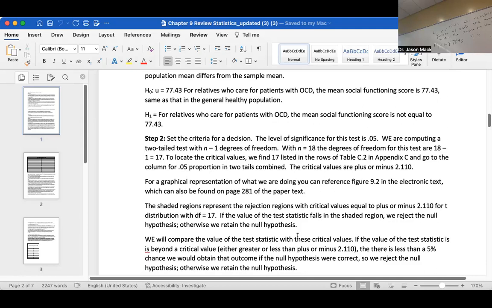So the next thing we're going to do, for a graphical representation, is look at figure 9.2 in the electronic text or page 281 of the paper text. That's just telling you where we're at, for a representation of what that looks like. I can totally draw that on the board if you would like me to, just tell me. Okay.